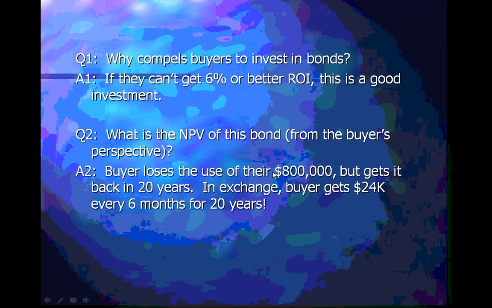We're going to lose use of our $800,000. That's called an opportunity cost. But we do get it back in 20 years. But we've got to wait for 20 years. In exchange for that, we're going to get $24,000 every 6 months for 20 years. That's pretty good. So this interest payment of $24K, that's nice.